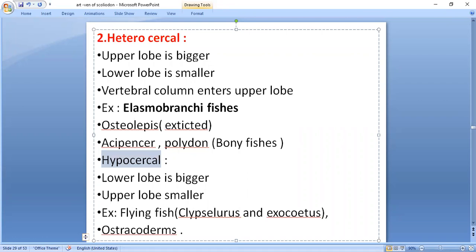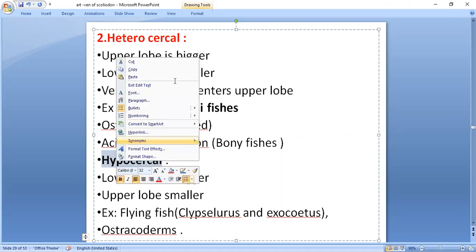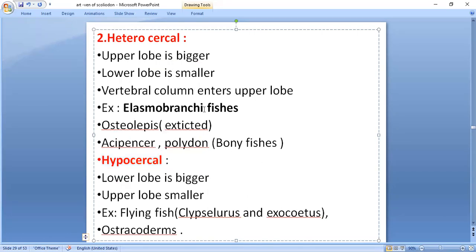Caudal fin is hypocercal type of caudal fin. So, hypocercal type of caudal fin is opposite to heterocercal. Here, the two unequal lobes are present and the hypocaudal lobe is bigger than the epicaudal lobe. So the vertebral column enters into the bigger hypocaudal lobe. It is generally present in flying fish.